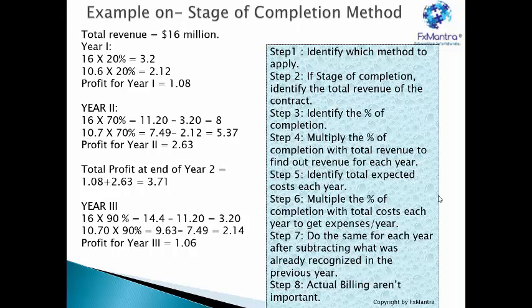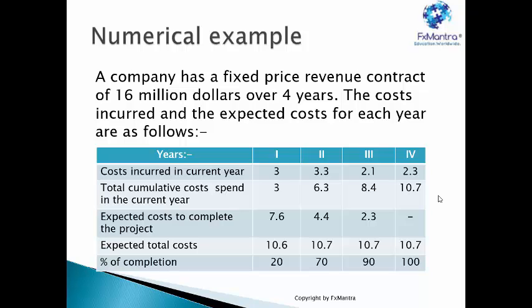For example, in year 1, we see in the table that we have almost completed 20% of our total project. We have incurred $3 million in the current year. Therefore, total at the end of year 1 is $3 million. We are expecting another $7.6 million to complete the entire project. That means the expected total cost for the entire project is $10.6 million at the end of year 1. Now, since these are long-term contracts, there could always be a slight change in the estimation in the costs.